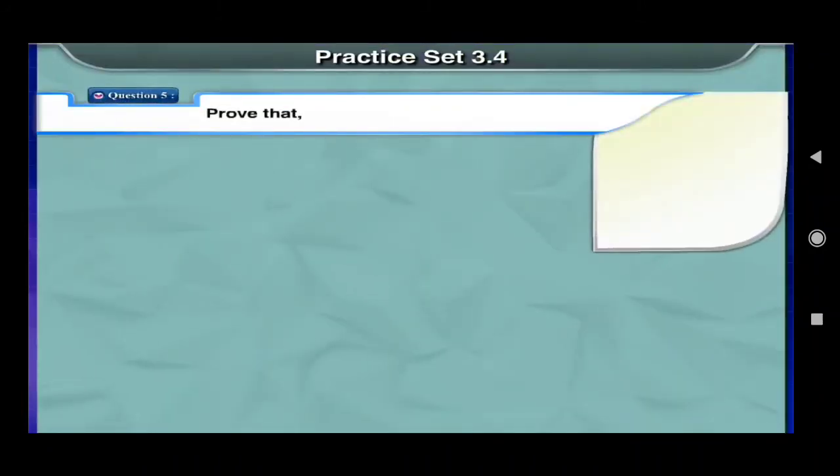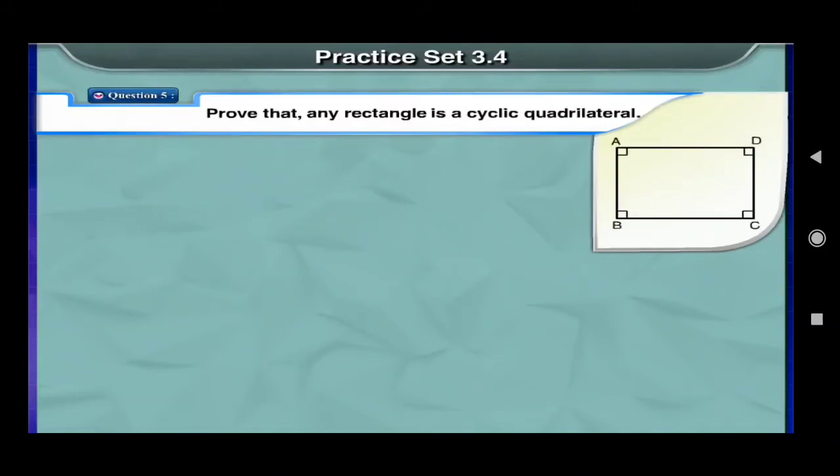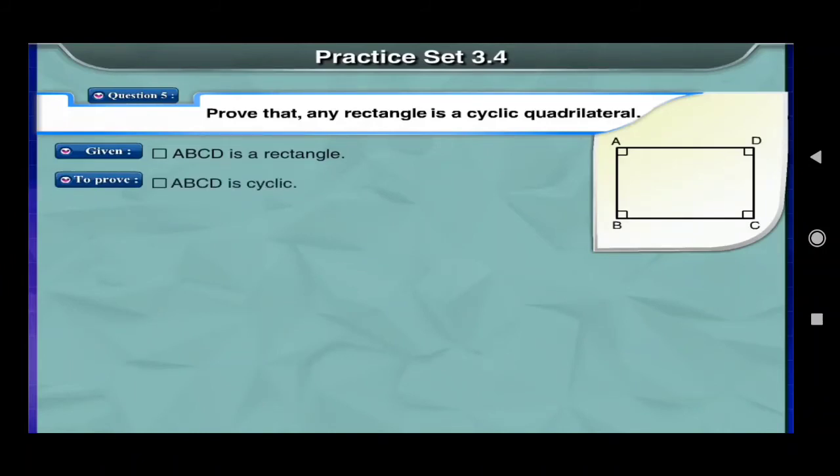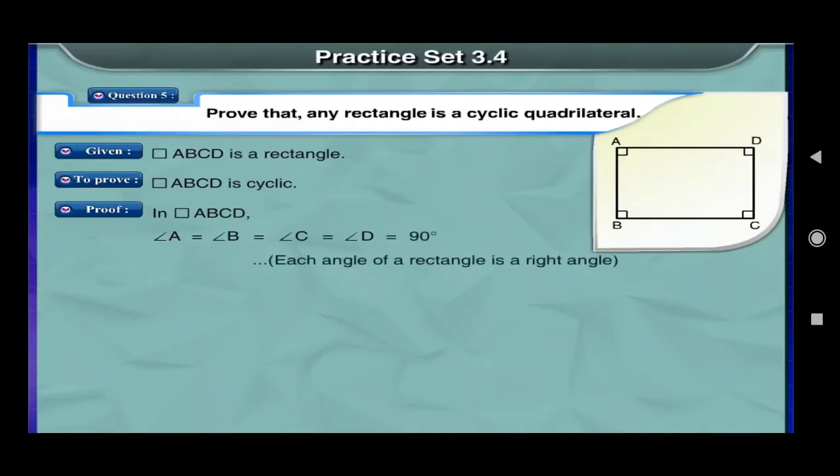5. Prove that any rectangle is a cyclic quadrilateral. Let us draw a rectangle and name it ABCD. So, given that quadrilateral ABCD is a rectangle. The proof. In rectangle ABCD, angle A is equal to angle B is equal to angle C is equal to angle D is equal to 90 degrees, since each angle of a rectangle is a right angle.